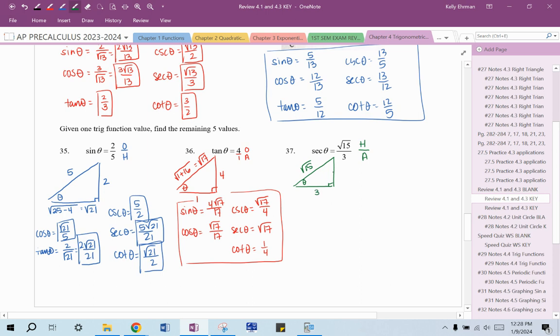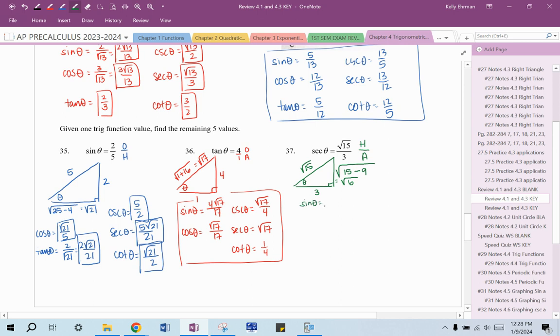So 3 squared plus x squared equals radical 15 squared. So this is going to be the square root of radical 15 squared, which is just 15, minus 3 squared, which is 9. So that's radical 6. Just a little different, nothing too crazy here, but we have 2 radicals in our triangle, so we will need to simplify.